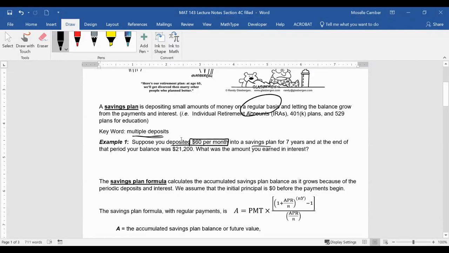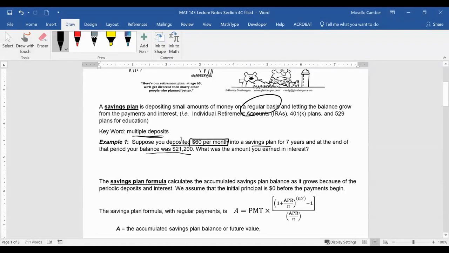So let's just go ahead and answer this question because we don't really need a lot of information for this. So it says we deposited $60 a month for 7 years. At the end of the period, it tells us that our balance was $21,200. What was the amount you earned in interest?